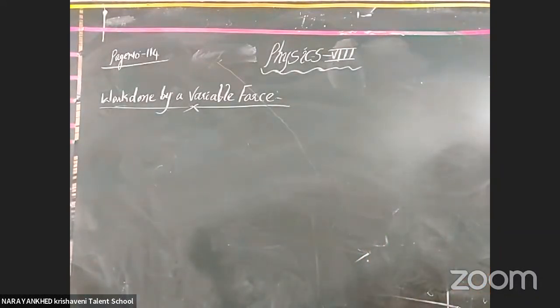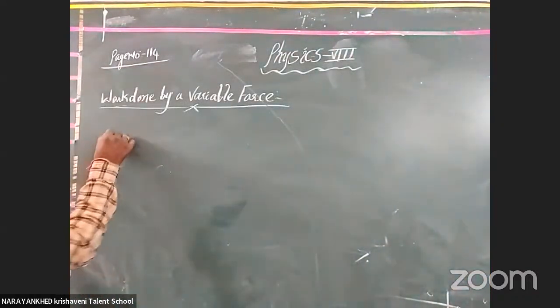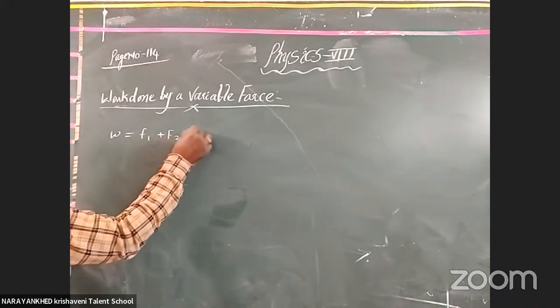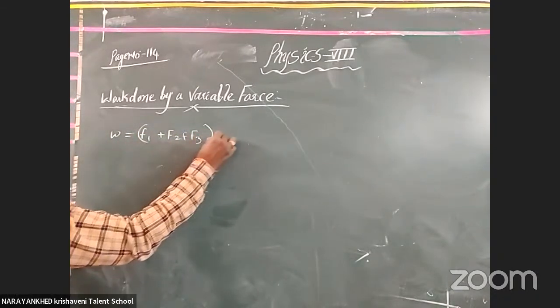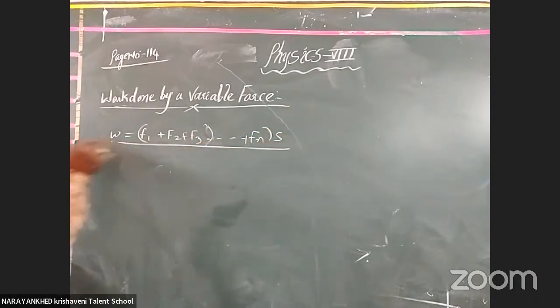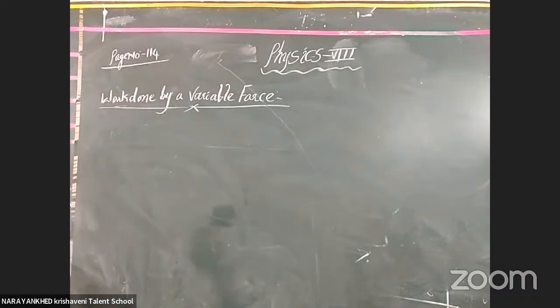Here, the work done by different forces is there. In the last class, we already discussed it. W is equal to the different forces, like F1, F2, F3, finally plus Fn, into S. We wrote it like this. Okay, clear or not? Individually, there are different forces.